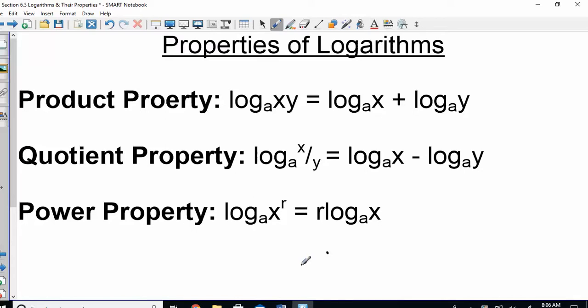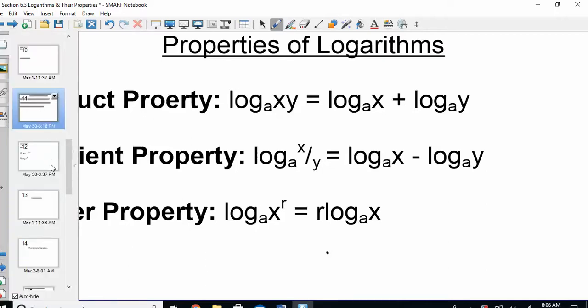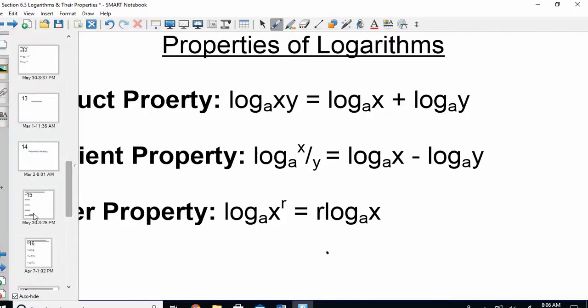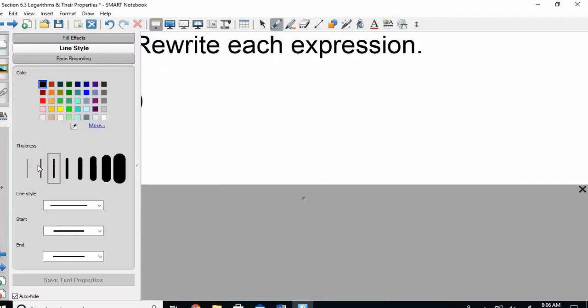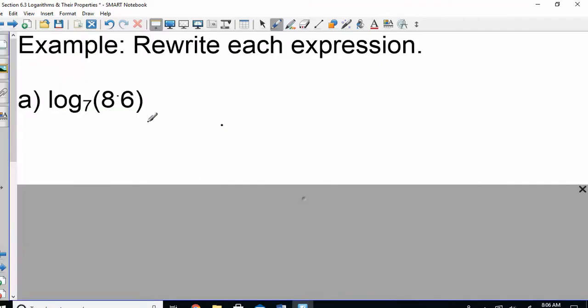So I'm going to just start with some basic examples to illustrate what these properties are saying. You'll have some on your homework that just give you an expression like this and tell you to use the properties to rewrite it. So when I'm looking at this, I have the log of two things being multiplied together. Our properties say we can break that up by doing the log of each one and add those logs together. So it's log base 7 of 8 plus log base 7 of 6. You have to have the log base 7 on each of them.